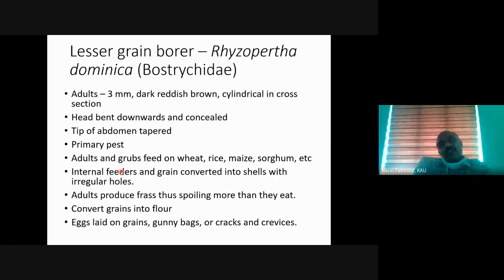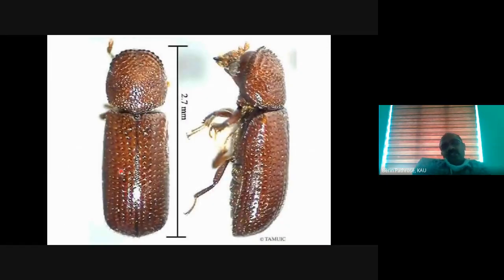Coming to the next, that is the lesser grain borer Rhyzopertha dominica belonging to the family Bostrichidae. This is a major pest. You have to remember it. It's an extremely important pest, mainly attacking cereals, so it is a cereal pest. The Bostrichidae family has a typical nature.